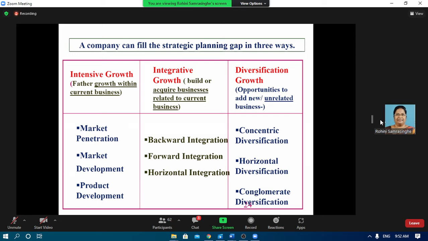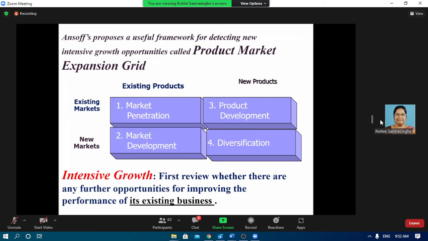So the product market expansion grid you can see here. To understand market penetration, market development, and product development, especially Ansoff proposes a useful framework to identify how a company can use intensive growth opportunities to expand their market, to gain more sales, right? So that is the intensive growth strategy.